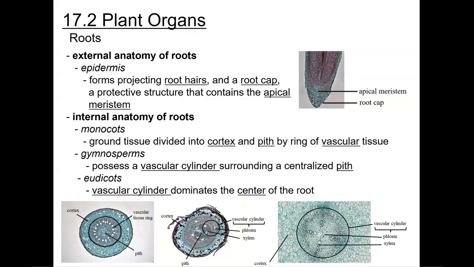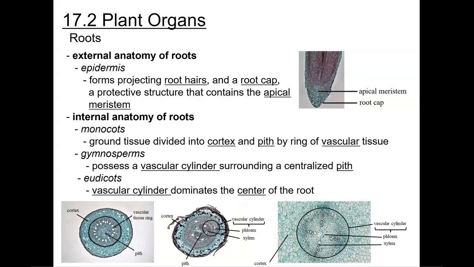So going into the anatomy, you're going to have the epidermis on the external part. That's going to form projections or root hairs, and you're going to have a root cap that goes around the tip. Looking at that picture, you can see that it has a root cap going around the end. That's the apex, the curved part that's going to be the deepest part inside of the soil. That is going to be a protective structure, and it's going to contain apical meristem there.